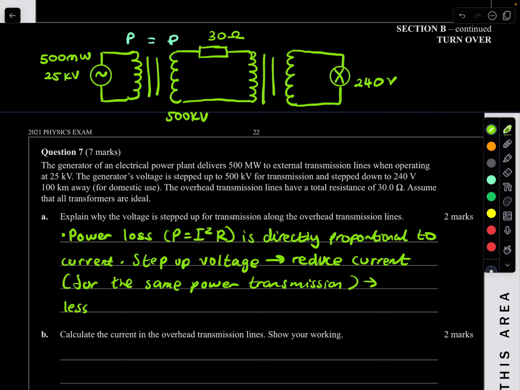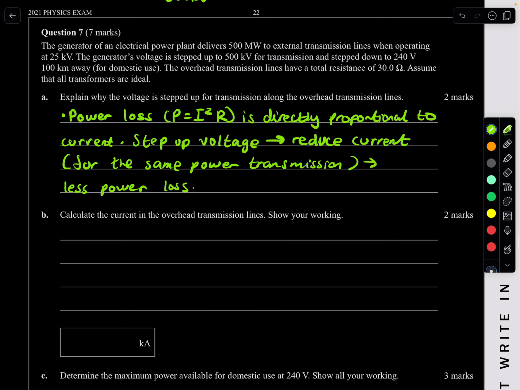Hence, less power loss. Beautiful, because it's only 2 marks, we don't want to go into much detail. And I think that's all you need to say. One mark you'll get by saying that power loss is I squared R and it's directly proportional to current. So stepping up voltage reduces current, and hence power loss is decreased for that same power transmission. Beautiful.